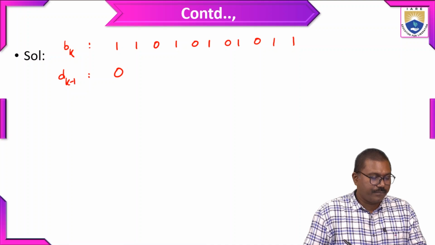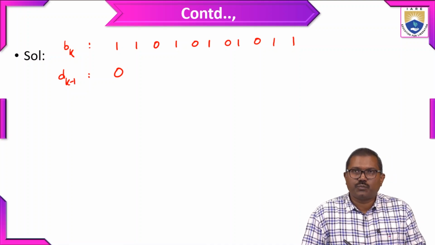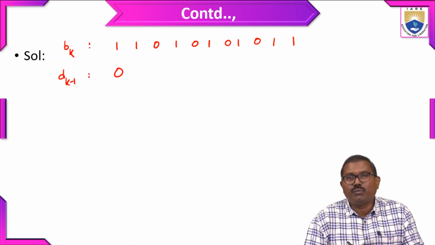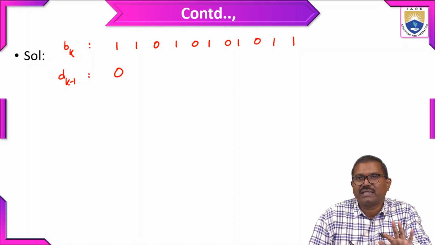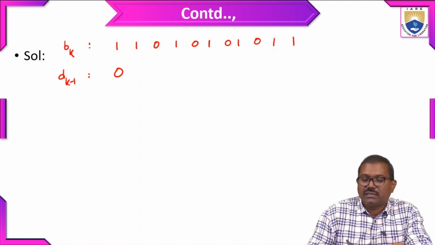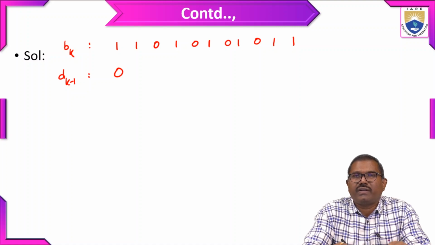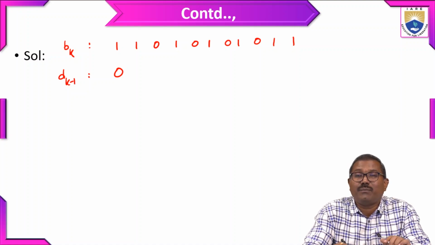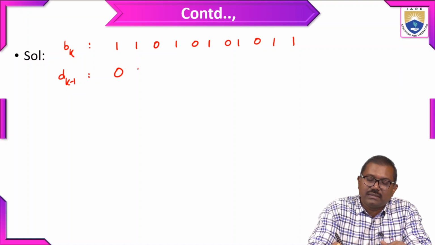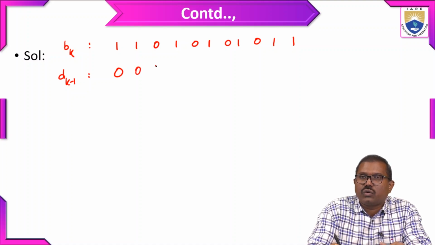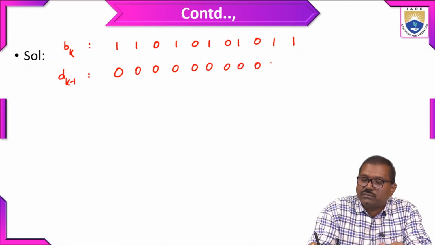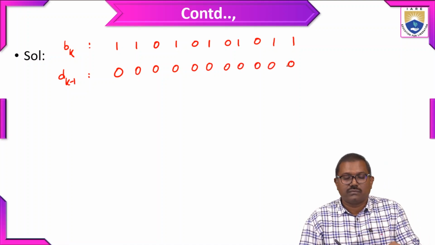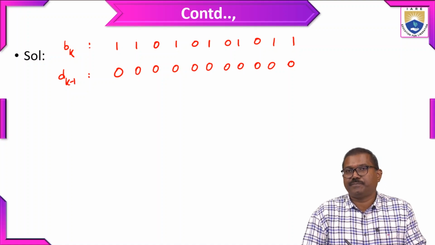Now what is the operation? The dk minus 1 is produced using the complement of the XOR operation. Whereas before we were taking the XOR operation, but here it is the complement of XOR. So 1, 1: for XOR operation it is 0, but the complement gives 1... Similarly, you get all zeros. That is the dk minus 1.